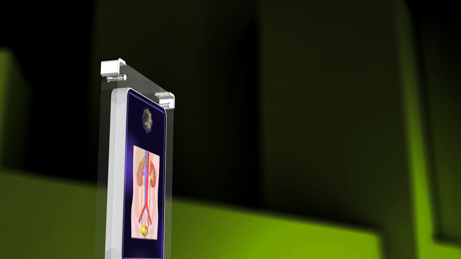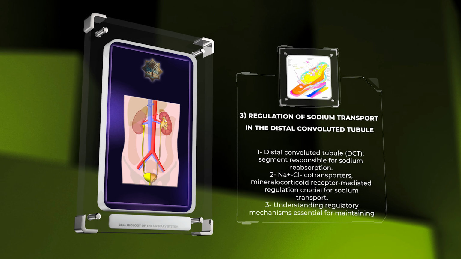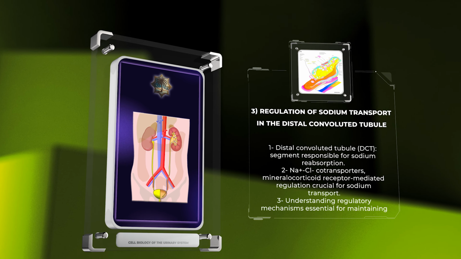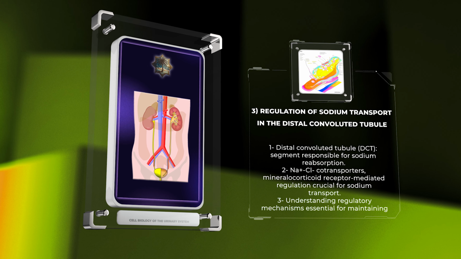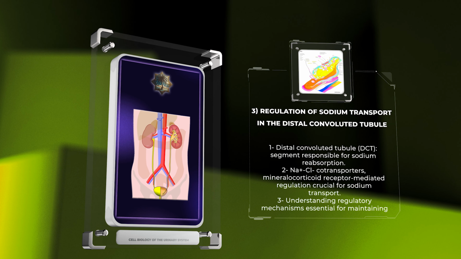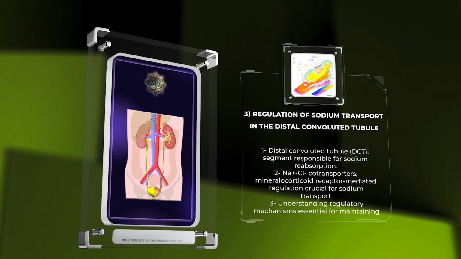The distal convoluted tubule, DCT, is a critical segment of the nephron responsible for fine-tuning sodium reabsorption. Na+/Cl- cotransporters and mineralocorticoid receptor-mediated regulation play a crucial role in sodium transport across the DCT. Understanding these regulatory mechanisms is essential for maintaining overall sodium balance and blood pressure regulation.